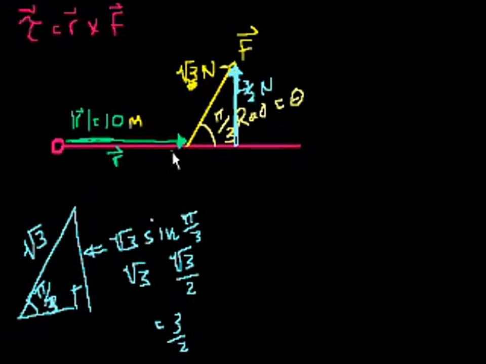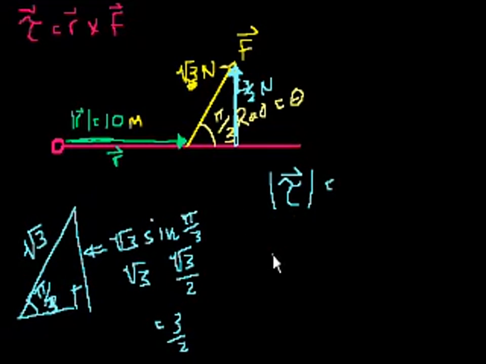And now we can figure out the magnitude of the torque. It's 3 over 2 newtons times 10 meters. So we know the magnitude of the torque. I'm being a little more careful with my notation right now to remind you that torque actually is a vector. Or you can almost view it as a pseudo-vector, but anyway, I won't go into that.